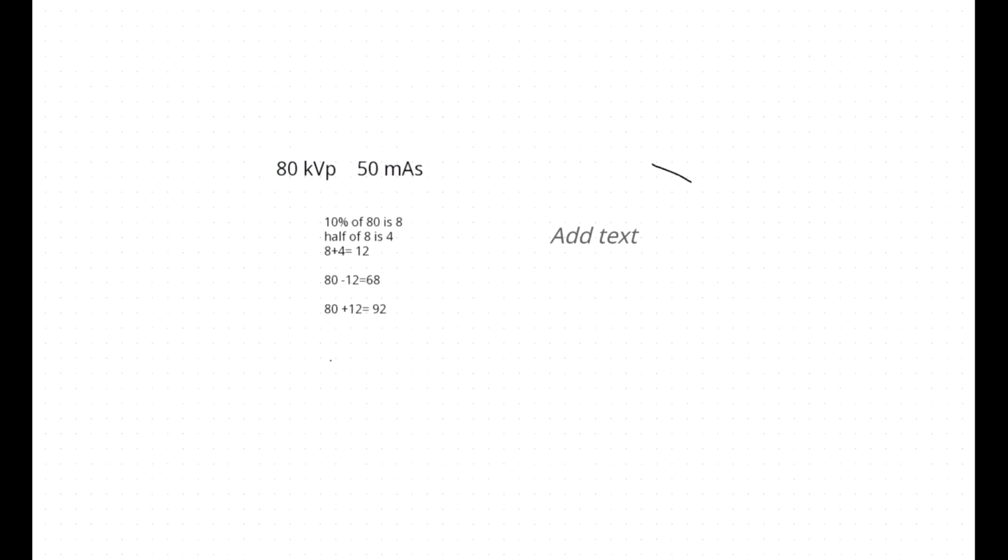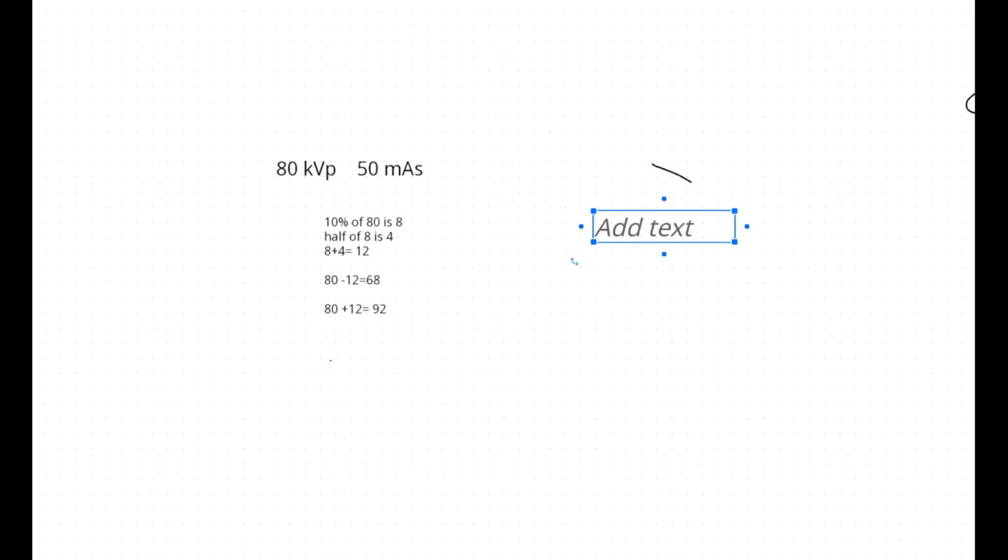We're always going to have two kVps. I'm going to show you this. We started off at 80 kVp and 50 mAs. Let's say we need to make it 25 mAs. What did the mAs do? The mAs went down by half. So if the mAs went down by half, then the kVp needs to go up by 15%.